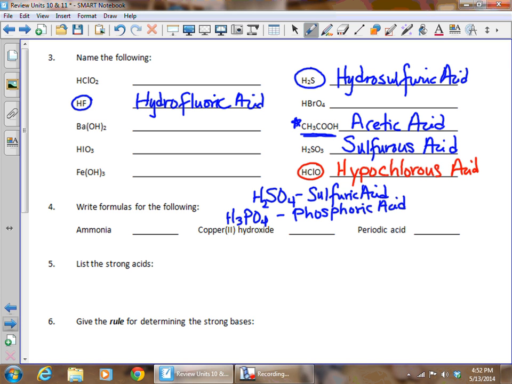If it has 2 oxygens, and the example of that would be over here, we drop the prefix and simply write the root, which is chlor again, and it still ends in us, so chlorous acid. If it has 3 oxygens, example here, then we change the ending to ic, so iodic acid.